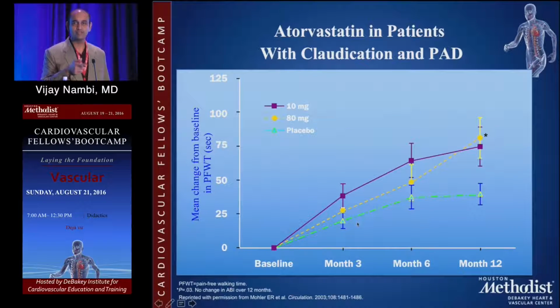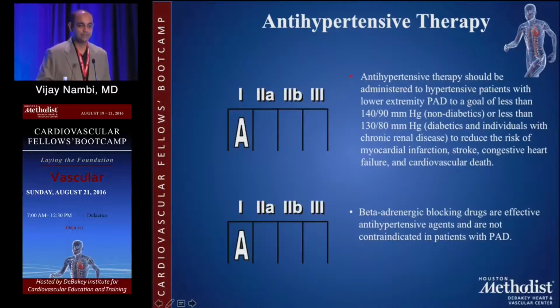But overall, you can see both of the groups improve your claudication time or distance to claudication. So it also helps you in that regard. As far as antihypertensive therapy goes, your goal used to be 140 over 90 for non-diabetics and 130 over 80 for diabetics. This has changed a little bit. I'm going to go over that briefly for you.